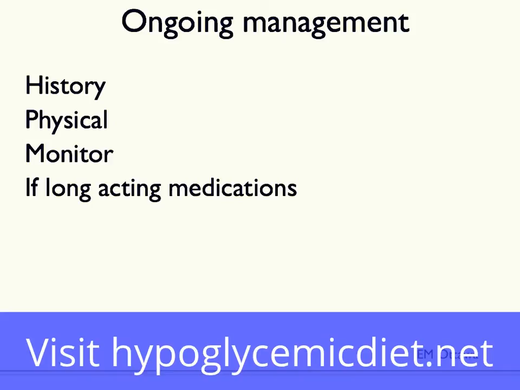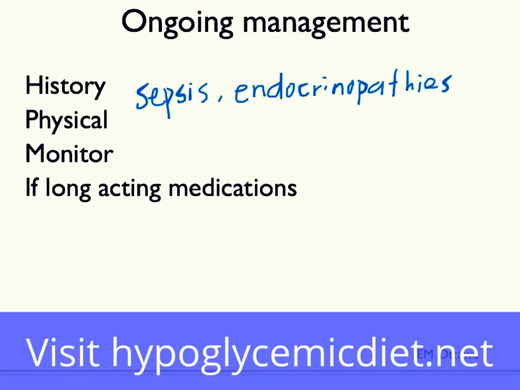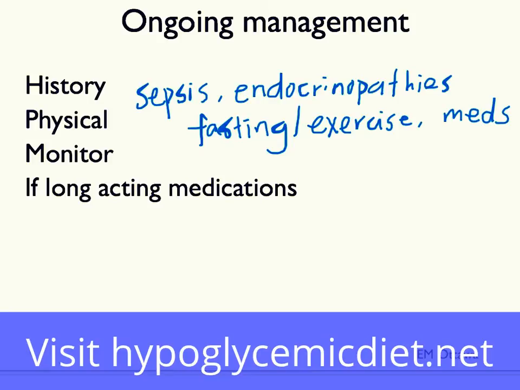We want to ask those questions that we discussed before to find out if he has the 4 main causes of hypoglycemia, such as whether he has an infection or sepsis, endocrinopathies, whether he has been fasting or doing a lot of exercise, whether he takes any medication regularly to decrease his blood sugar, or has he been taking anything else.